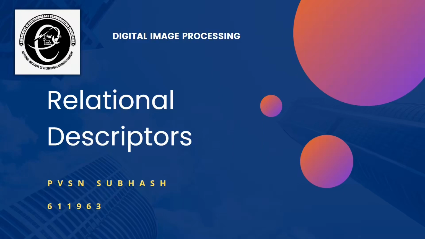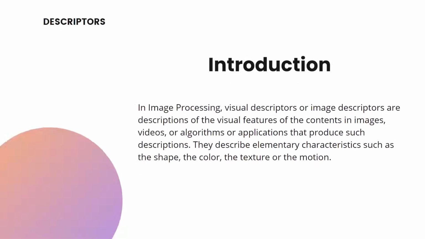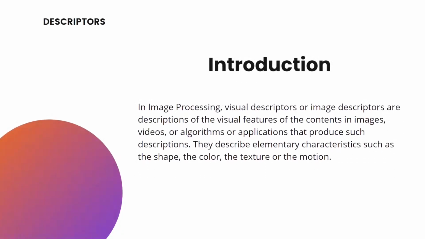In this video, we are going to talk about relational descriptors. Descriptors. In image processing, visual descriptors or image descriptors are the descriptions of the visual features of the contents in images, videos, or algorithms or applications that produce such descriptions. They describe elementary characteristics such as the shape, the color, the texture, or the motion.